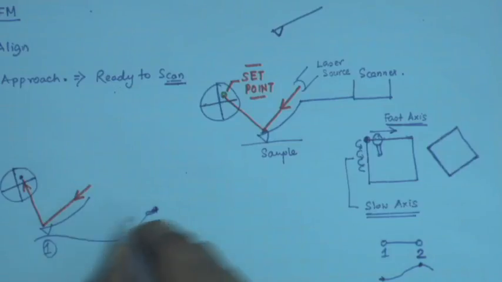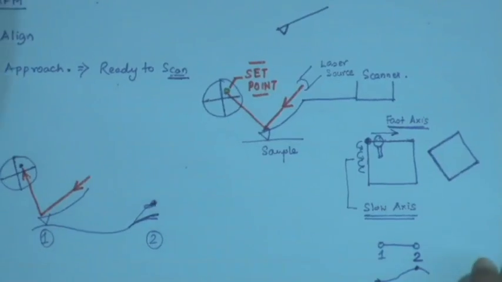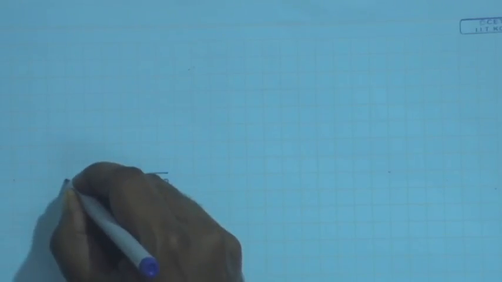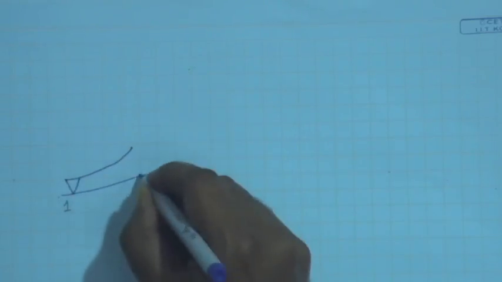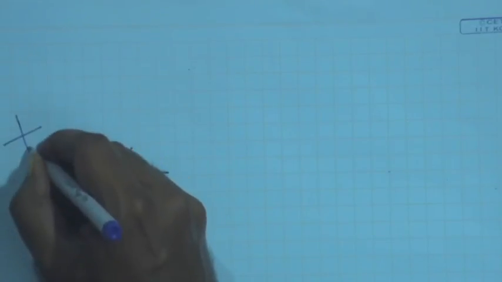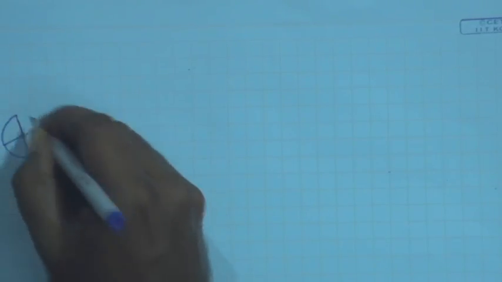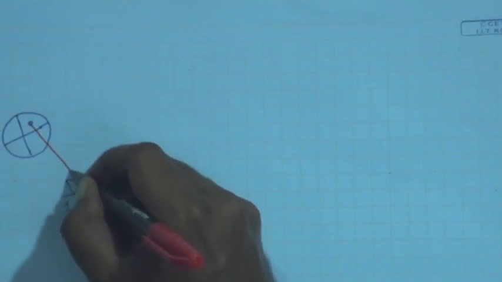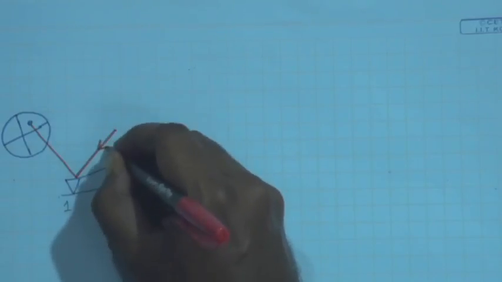As the cantilever moves from point 1, I will just redraw it. So, you have a surface like this. This is your point 1, this is your point 2, this is the deflection at point 1. You have the QPD. This is the set point. So, your reflected light falls at the set point.